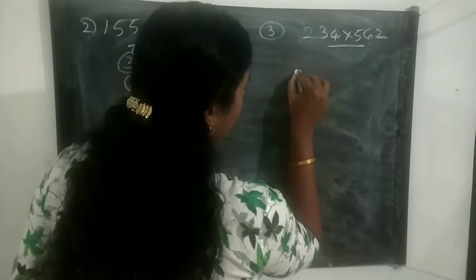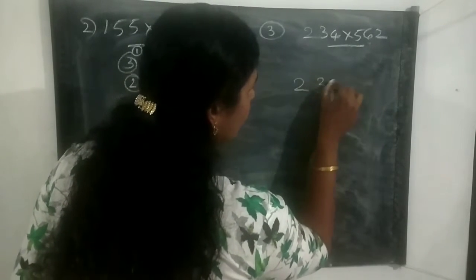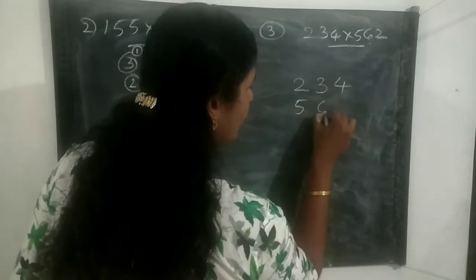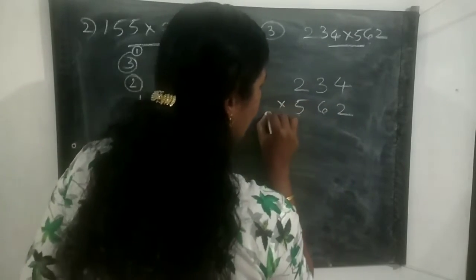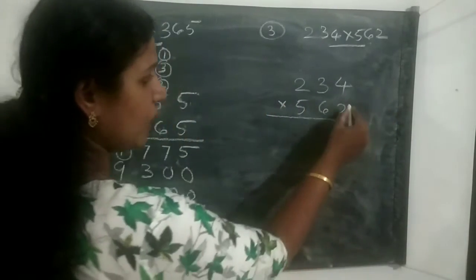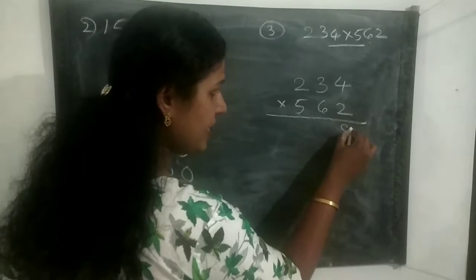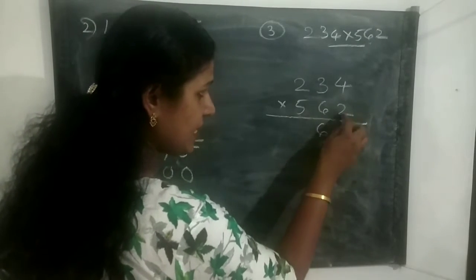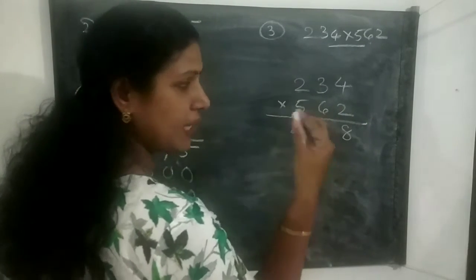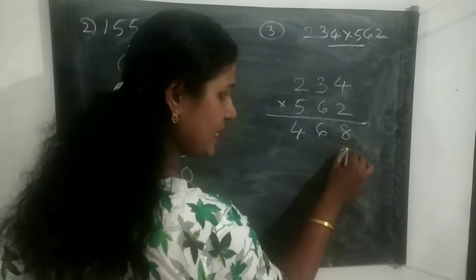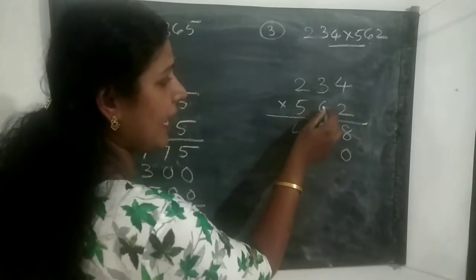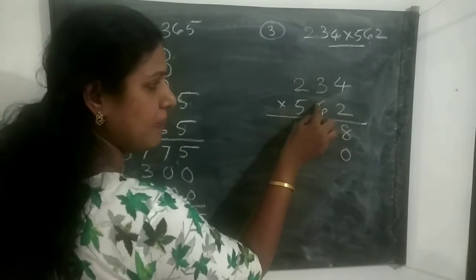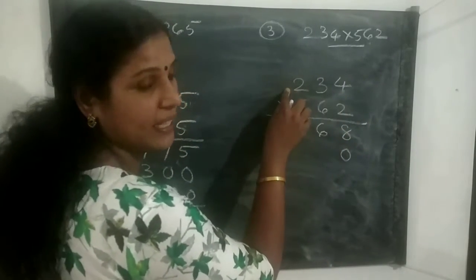Okay. The next step is 234. First we write 234, 562 like this. Multiply this. Then 2 4s are 8, 2 3s are 6, 2 2s are 4. Next, put the 0 in the unit place and next is 6. We multiply this 6 throughout this 234.